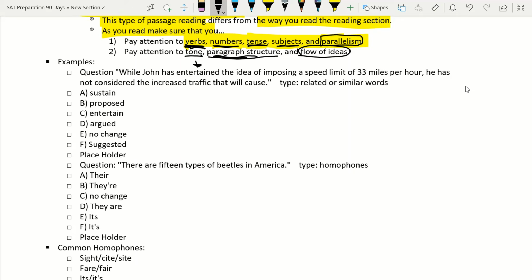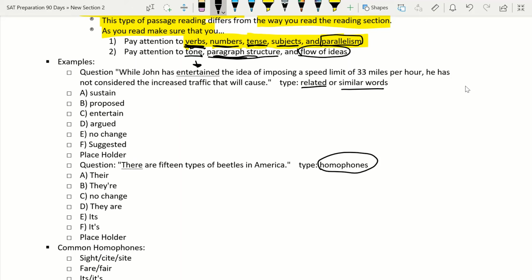So I'll read the sentence. Well, John has entertained the idea of imposing a speed limit of 33 miles per hour. He has not considered the increased traffic that will cause. The question type here is going to be on related or similar words. I know that's not a homophone down here, if you see where I'm circling, because entertained doesn't have a homophone, right?